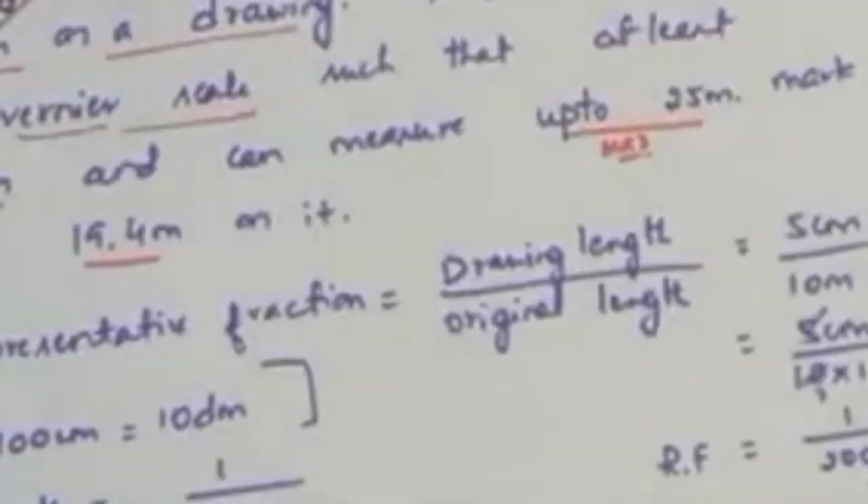Now we are going to divide this line into 5 equal parts because each part will be 5 meter. Total it is 25 meter. So this length we are going to divide into 5 equal parts. We know how to divide this into 5 equal parts.